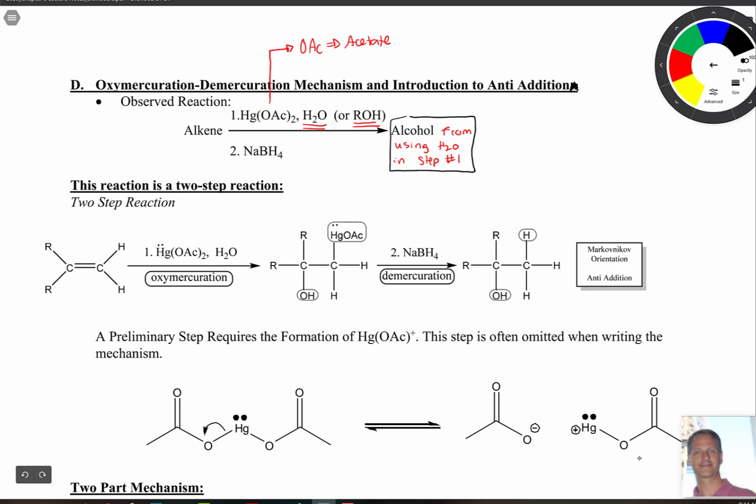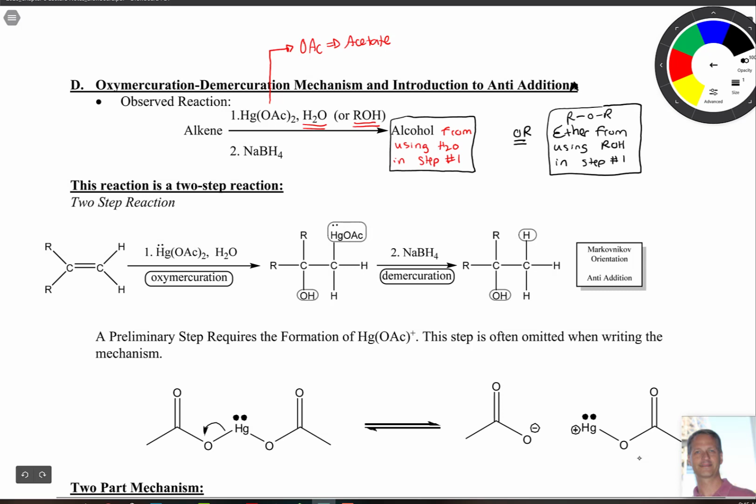That's what happens a lot in this chapter. But the other thing that we can do is get an ether. Remember, an ether is an ROR. We get that from using an alcohol in step number 1. But the mechanisms are going to be pretty similar to each other.